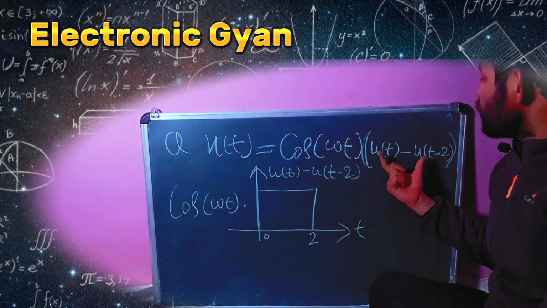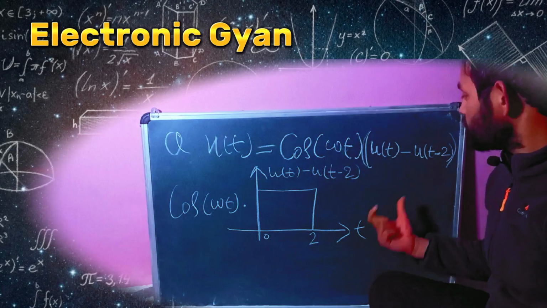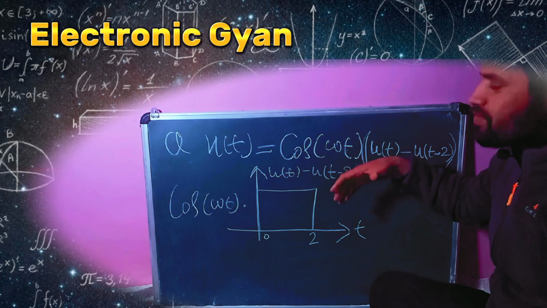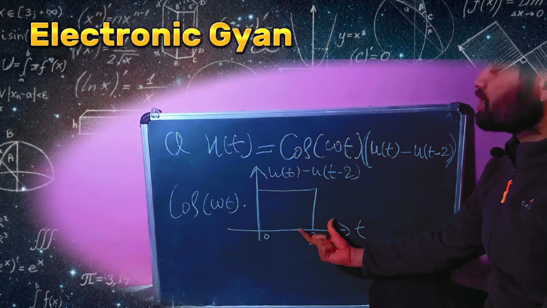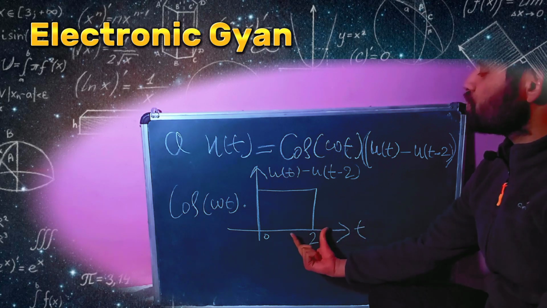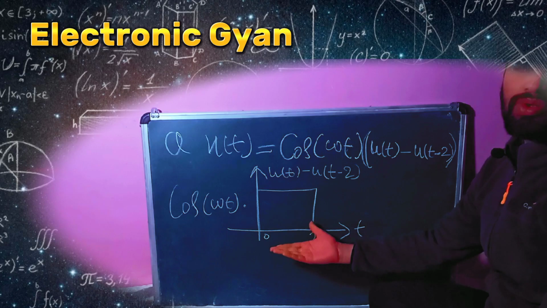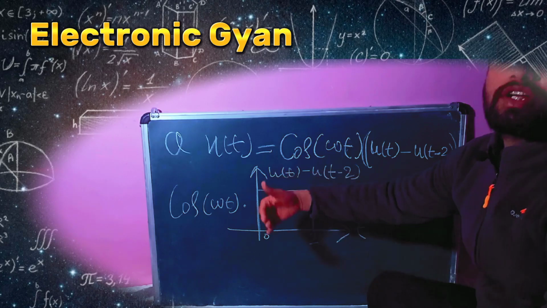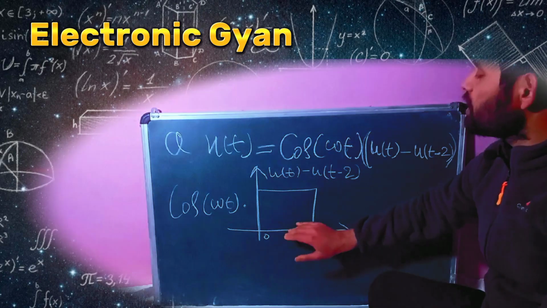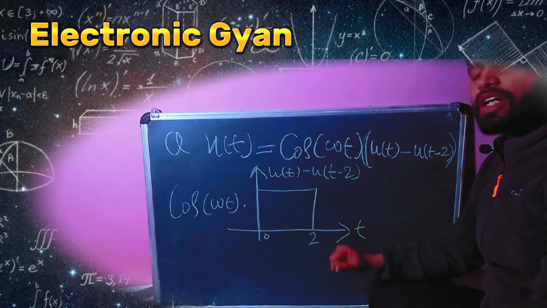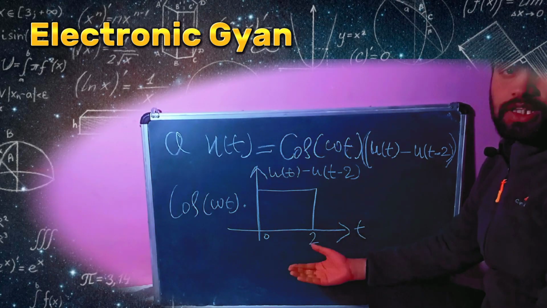If we calculate the Fourier transform by multiplying u of t separately and u of t minus 2 separately, it will become somewhat complicated. That is why we first draw this signal. From this we understand that yes, it is a rectangular signal. For a standard rectangular signal we know the Fourier transform, so we also know it for this signal, which is a shifted version of the standard rectangular signal.